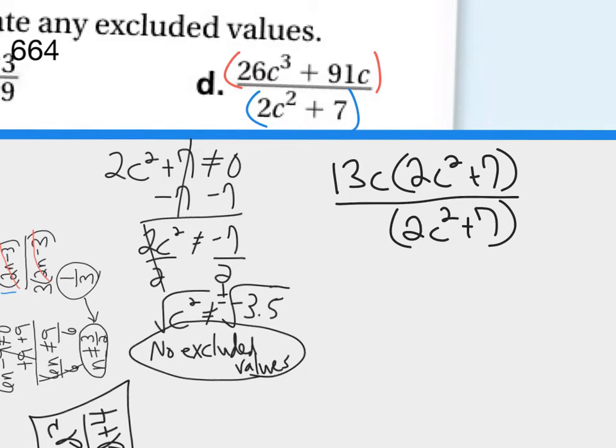At this point, if you'll notice, we have things in parentheses that are identical. We can cancel those. Unlike with the numerator, we really don't care if we don't have a denominator. You can put a 1 there if you want, but 13c divided by 1 would be the same as 13c. So 13c would be our simplified answer, and there are no excluded values for this problem.